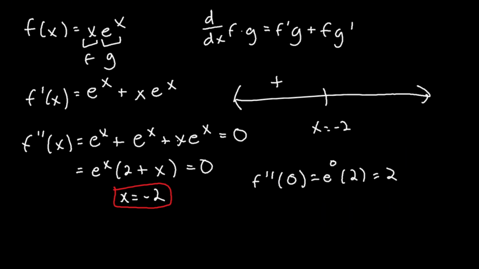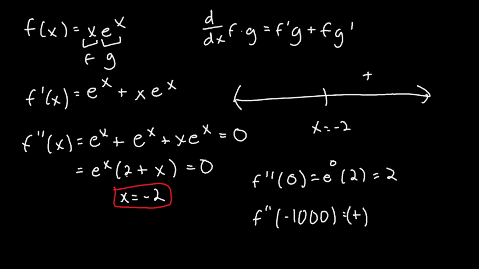And how about a number to the left? 0 is to the right of negative 2. All right, how about some absurdly large number like negative 10? Okay, how about negative 1,000? Doesn't matter. Well, an exponential function will always be positive. So we're going to get some positive number from the e to the power of x.